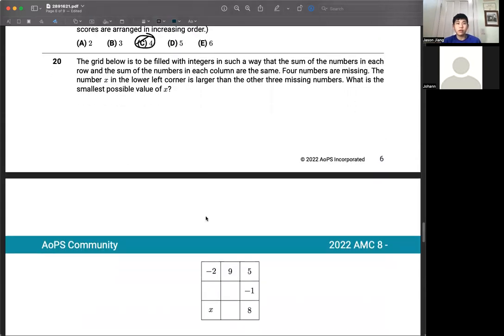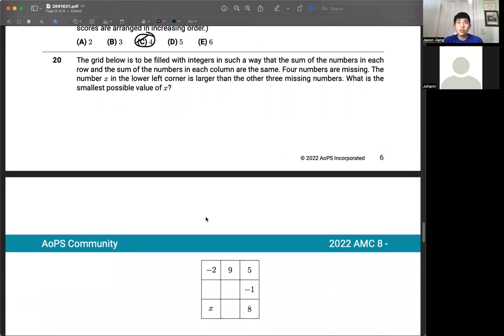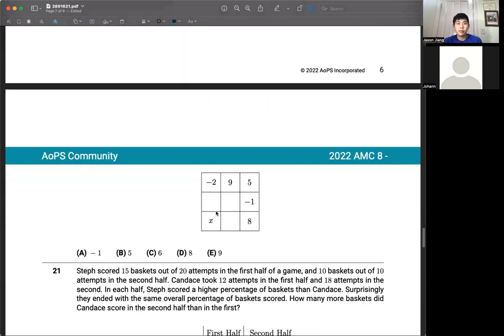Okay, problem 20. We want to fill the grid with integers such that the sum of the numbers in each row and column is the same. 4 numbers are missing, and the number x in the lower left is larger than the other 3. What is the smallest possible value of x?